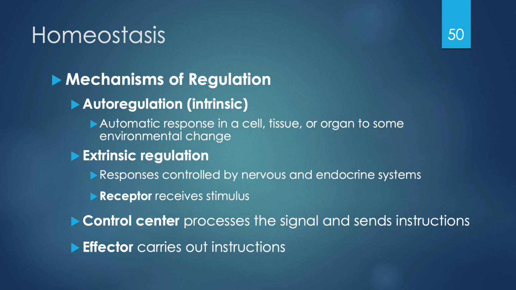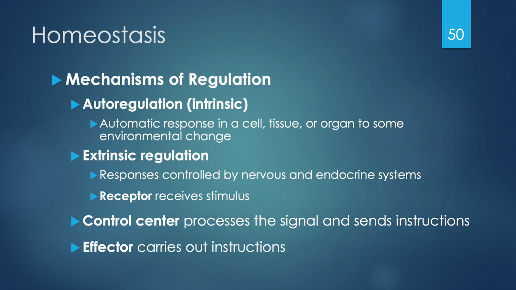The mechanisms of regulation can be broken down into two categories, either intrinsic or extrinsic. So intrinsic mechanisms are those that are automatic responses in the cell, tissue, or organ that respond to some environmental change totally on their own without any other feedback. Now, extrinsic regulation is a little different in that it involves the nervous and or the endocrine system's involvement.